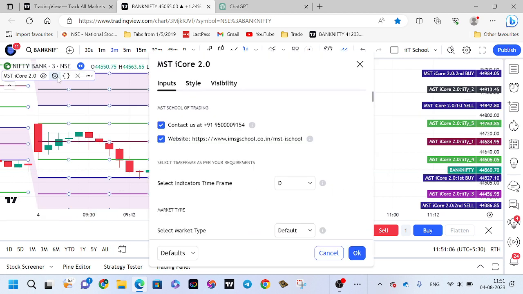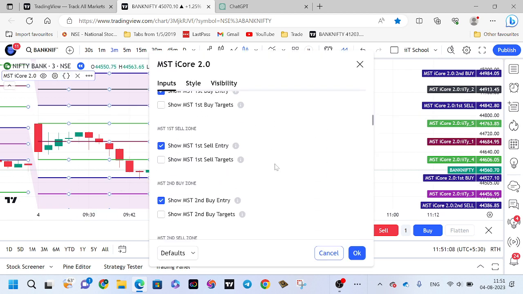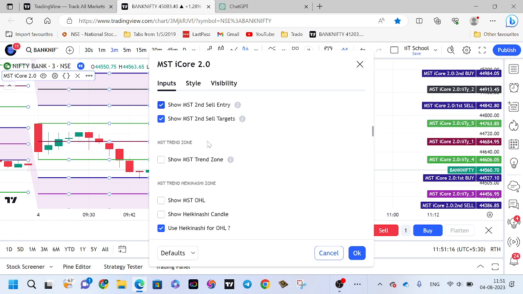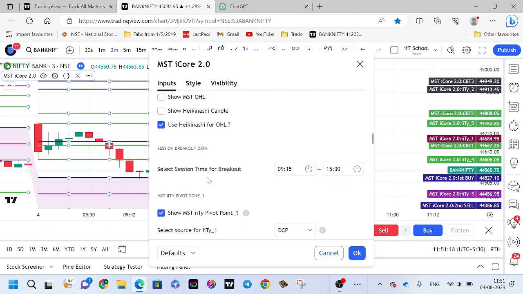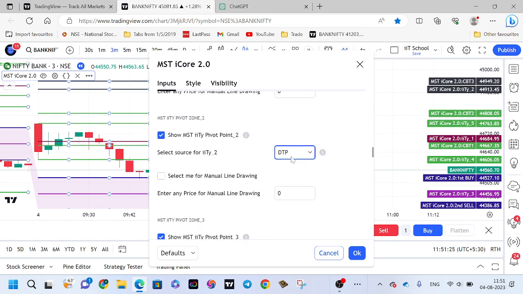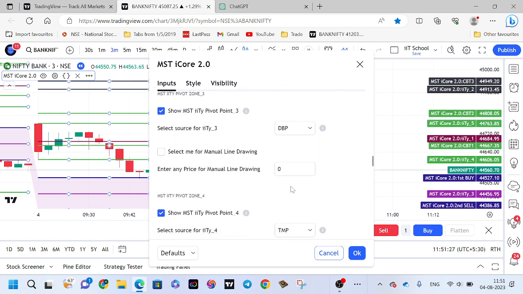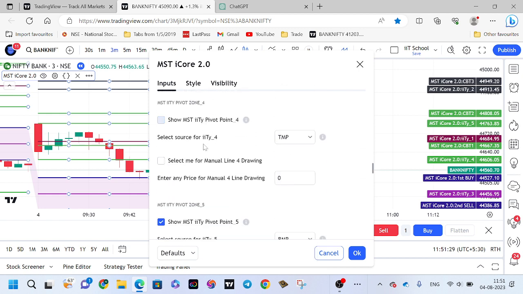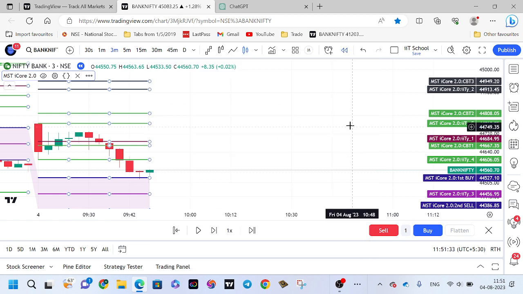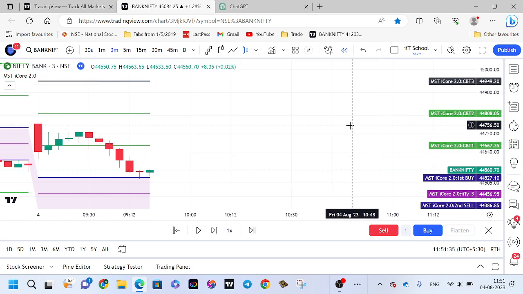The next one is go here. If buy activated, remove the sell. Enable the first buy targets. If buy activated, remove the sell. Enable second sell and second targets. Then remove all other extra fittings. You can enable extra targets if you want. That's all. Now our setting is ready.